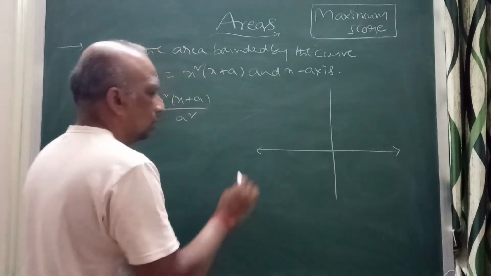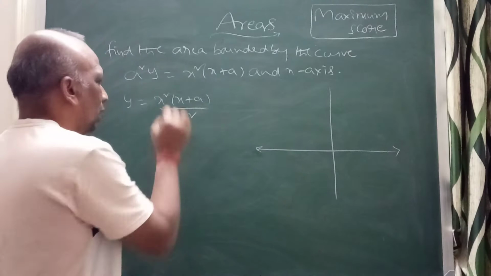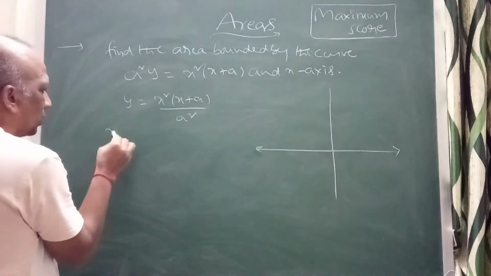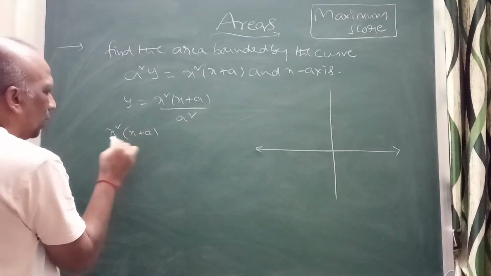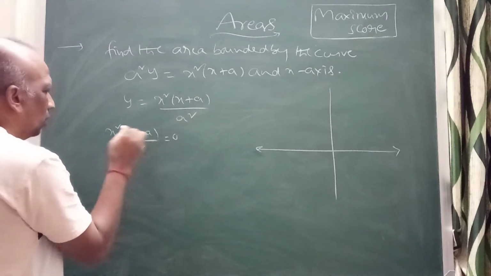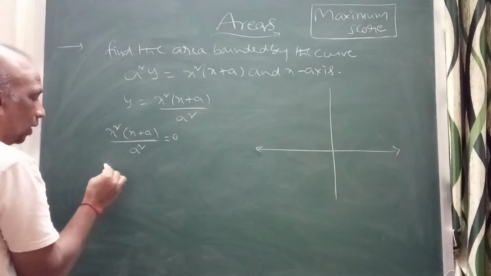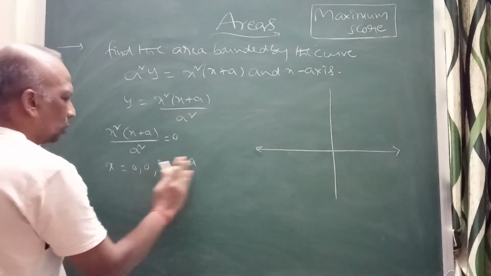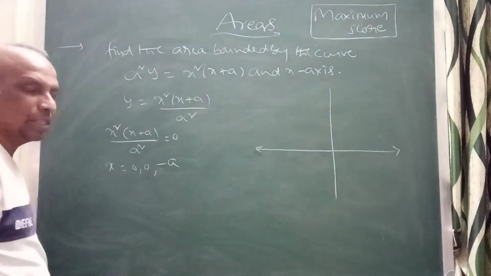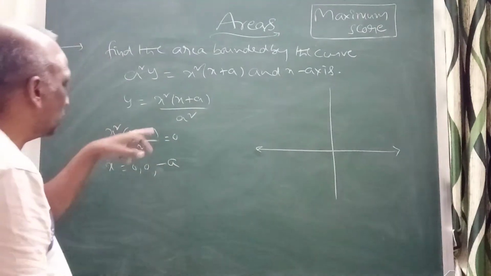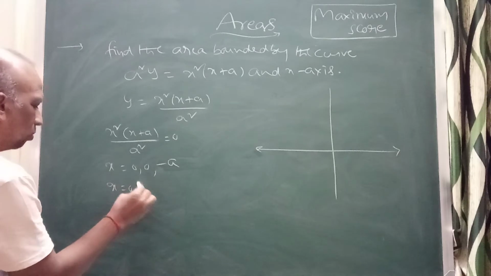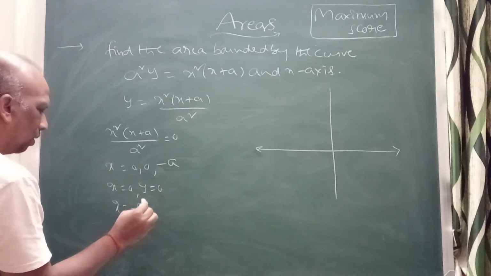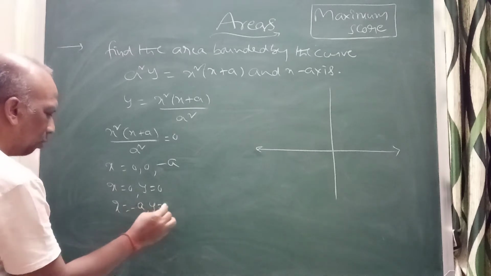think about this. When I say y equal to 0, this is the given curve. If we take x square into (x plus a) by a square equal to 0, you will get x equal to 0, 0 and x equal to minus a. So these are the values: x is 0, 0, minus a. When x equal to 0, y equal to 0. When x is equal to minus a, y equal to 0.